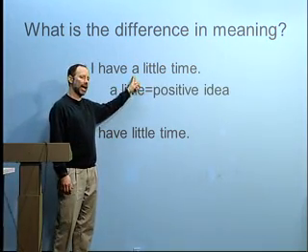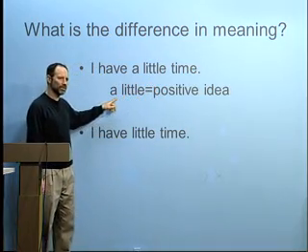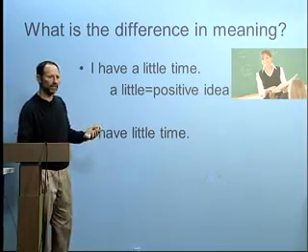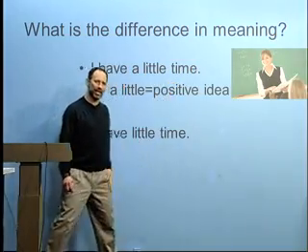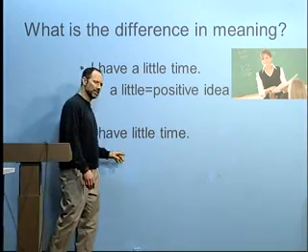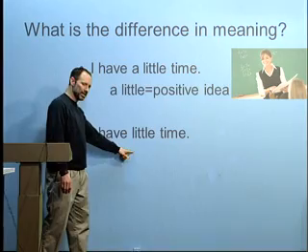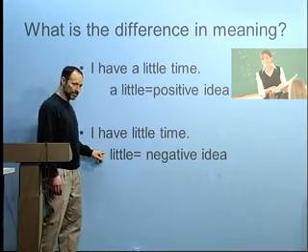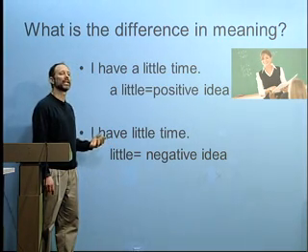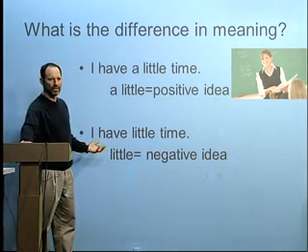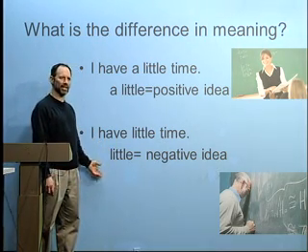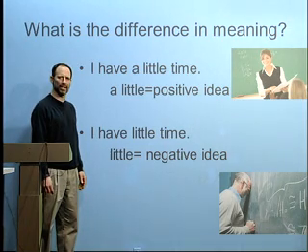If we look here, I have a little time. With a little, that gives kind of a positive idea. So in this situation, the teacher would probably help you. You say, "Yes, I have a little time. I can help you." If we look at this one, I have little time. That would be little without a in front of it. That gives a negative idea. And what we're saying here is not enough time. So in this situation, the teacher would not help you. The teacher is saying, "I have little time for a student like you. Leave me alone."